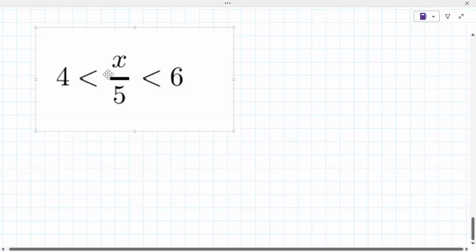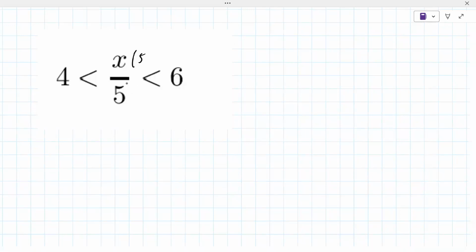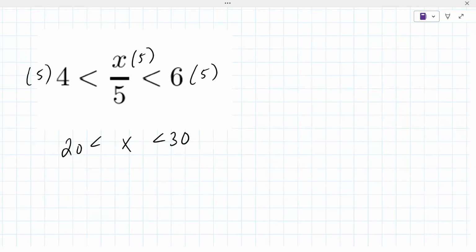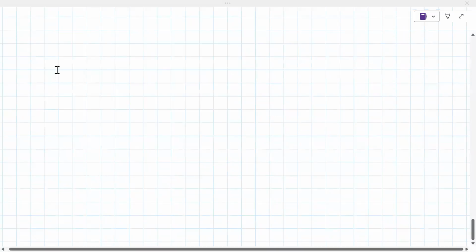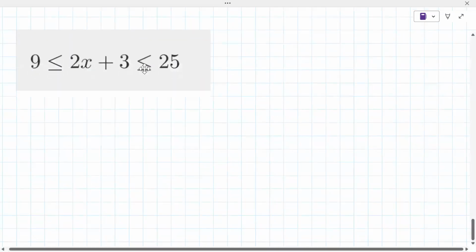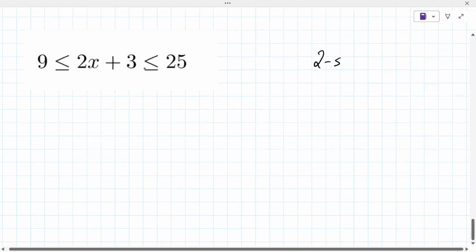All right, so you're trying to isolate x. You've got division by 5, so you multiply everything by 5, and you get 20 less than x less than 30, like that. So where you potentially run into issues is when you get a two-step solving problem. You still just look at the two-step solving the way you've always done.